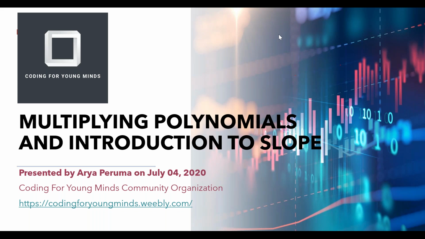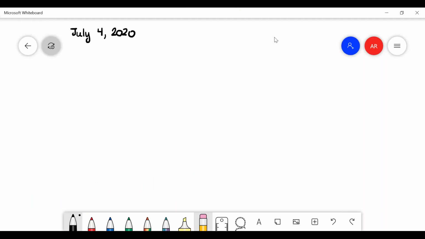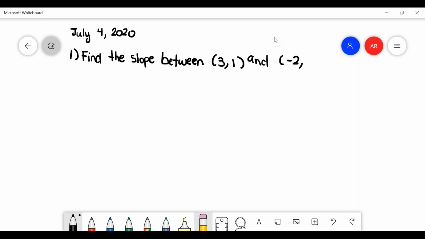So with this, let's get started with our very first question. And today we'll start with introduction to slope. Okay, so the very first question we'll be looking at today is: find the slope between (3, 1) and the point (-2, 1).